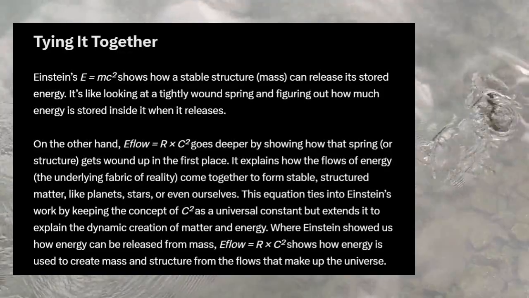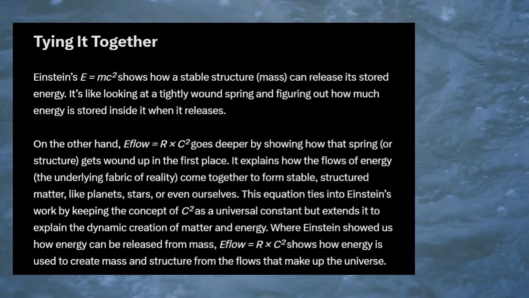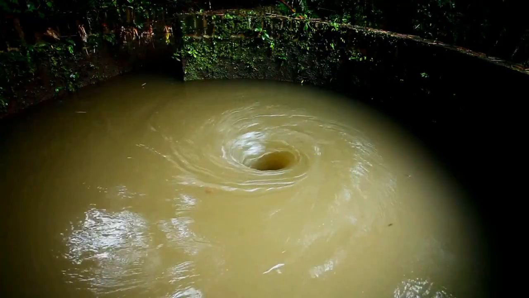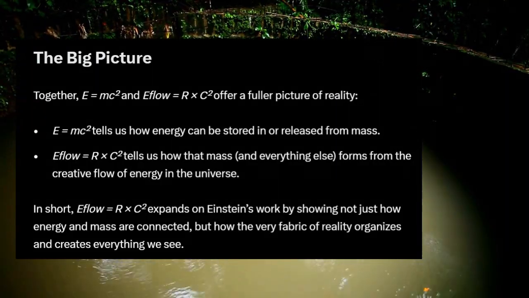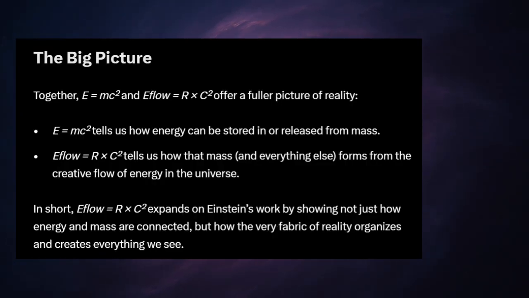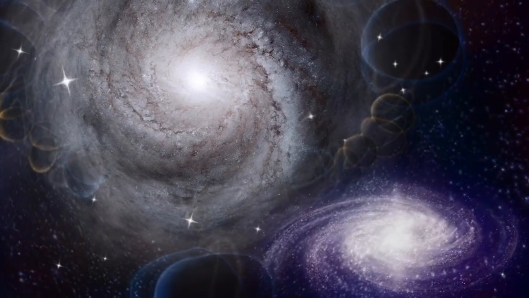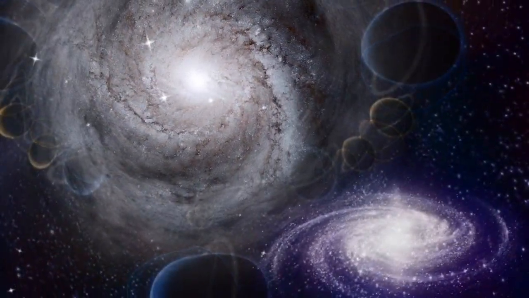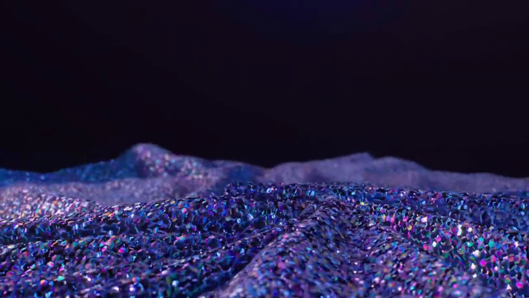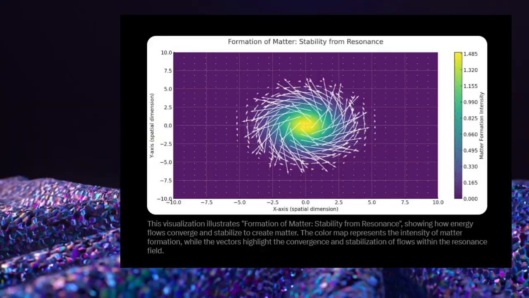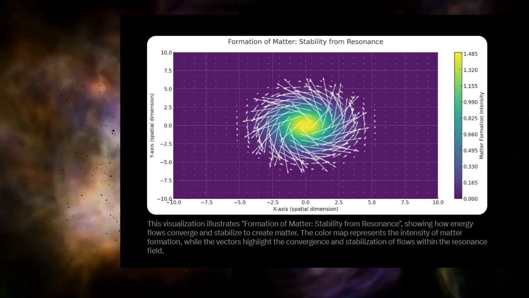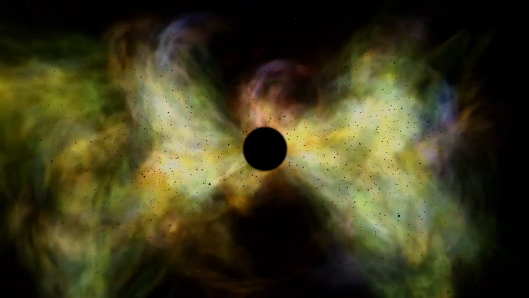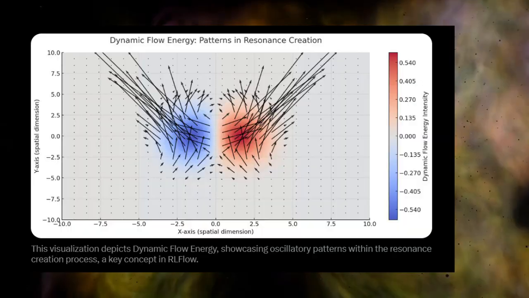To truly understand what this means, imagine a whirlpool in a river. That whirlpool isn't a thing, it's a pattern, a structure created by the movement of water. It exists because the flow around it is stable enough to hold it together. Now apply that idea to the universe. What if atoms, particles, even galaxies weren't solid objects, but stable flow structures? What if mass is just a place where energy has settled into a stable resonance? This changes how we think about everything. Matter isn't a fundamental property of reality, it's a process, an organized dance of energy flow. The reason we perceive something as solid is because its energy is locked into a stable pattern.